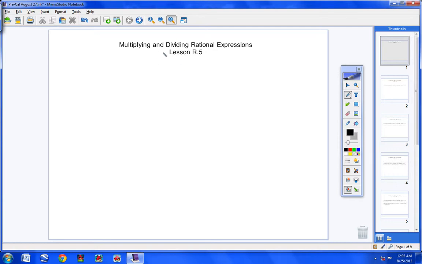Go ahead and copy this heading down. We're going to be looking at today multiplying and dividing rational expressions, lesson chapter R, section 5. Let me grab a drink of water here real quick while you're copying that down.